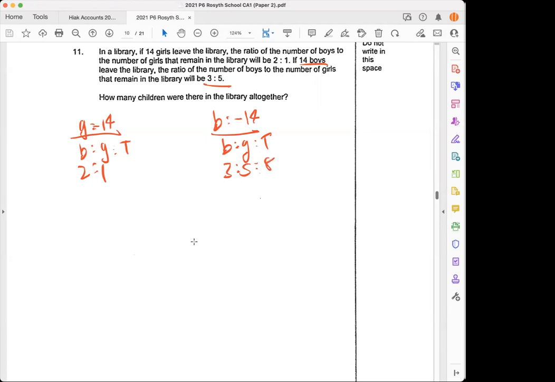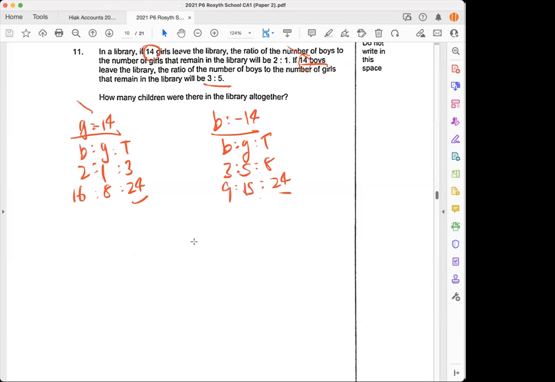So the total here is 8, the total here is 3. So let's make them the same. Make it to the lowest common multiple, 24: 8 times 3, and 3 times 8. Okay, done. Now, the question provides a value which is 14. If 14 girls leave, and they also provide a value of 14 boys, you can choose either one. You can choose 14 girls or 14 boys.